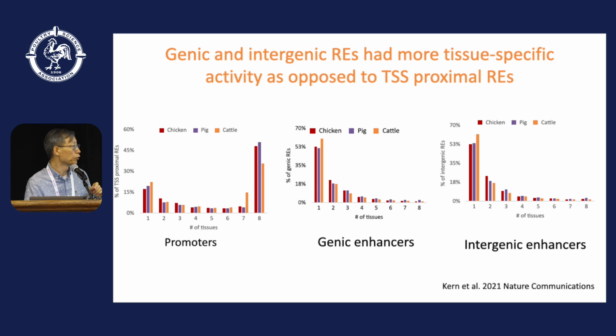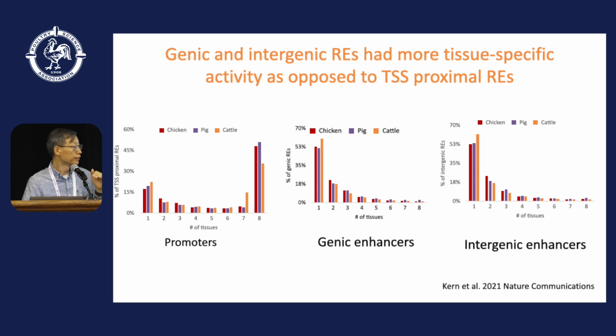Some of those promoters are specific to only one tissue, some to only 2, 3, 4, or 5, right? Then if we look at the enhancers, first the genic enhancers, which means those enhancers located inside of the gene body, you see a totally different pattern. Most of those enhancers act in a tissue-specific manner.